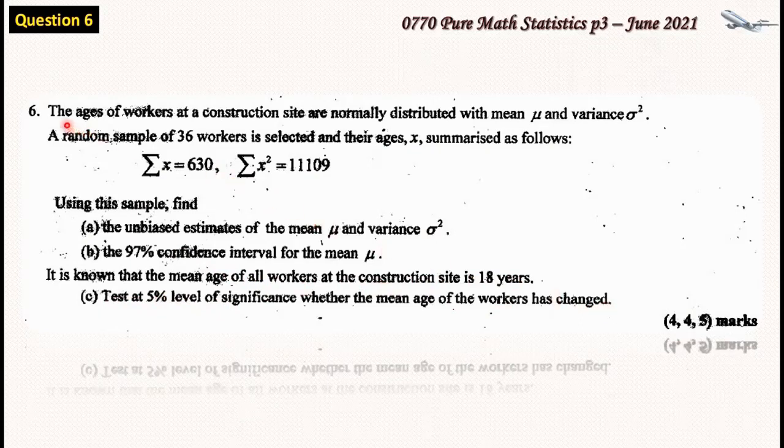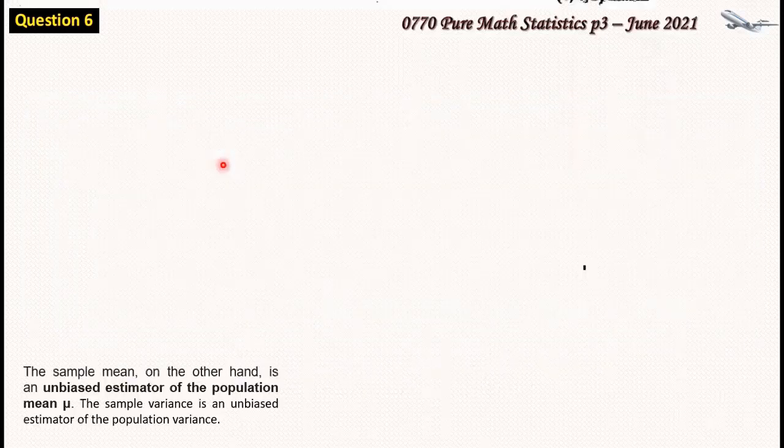Let's start with the first main part of it, which is the age of this number of workers is normally distributed. The first thing is normally distributed, and we have a random sample of 36. So this sample is selected and summarized as follows: summation of x equals that, summation of x squared equals that. The sample mean is an unbiased estimator of the population mean mu. The sample variance is an unbiased estimator of the population variance.